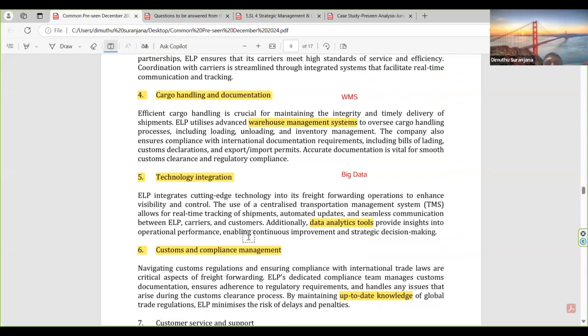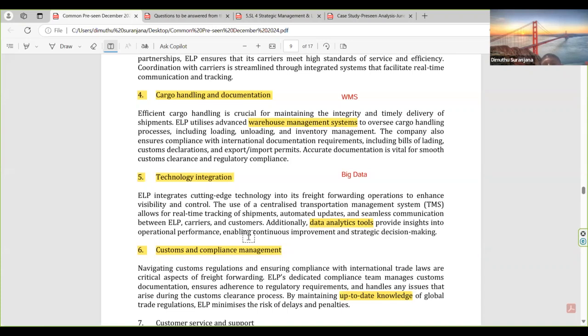So, technology integration. ELP integrates cutting-edge technology into its freight forwarding operation to enhance visibility and control. The use of a centralized transportation management system allows for real-time tracking of shipments, automated updates, and seamless communication between ELP, carriers and customers. Additionally, data analytics tools, again big data. See how many times this big data was mentioned.